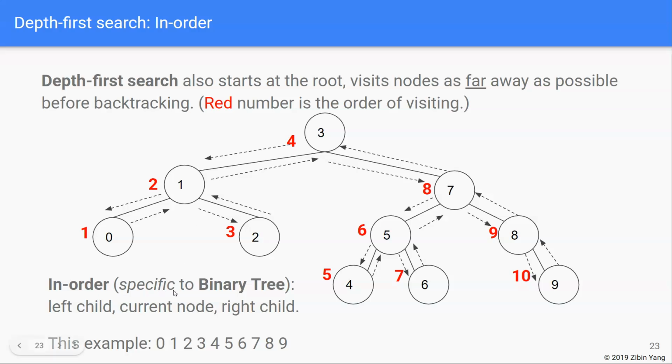Now, there's a note here that says in order traversal is specific to binary tree, right? Because if a node has more than 2 children, let's say 3 children, then it's not obvious if we should visit the parent between the first 2 children or the second and third child. And it is called in order DFS because in a binary search tree, which this one is, it literally gives the data in ascending order.